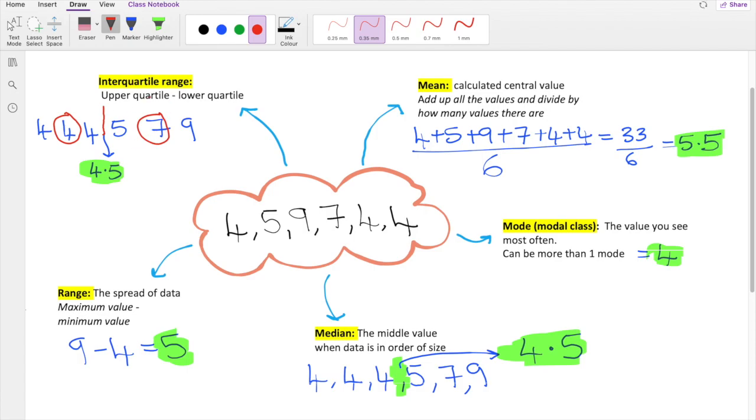And your interquartile range then is your upper quartile subtract your lower quartile, so we need to do 7 subtract 4, which is 3. 3 is my interquartile range.